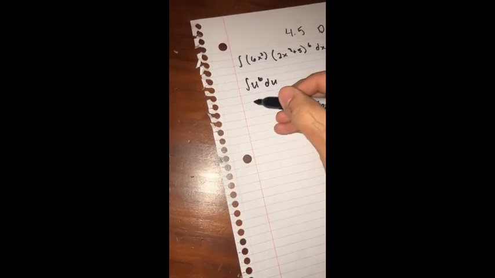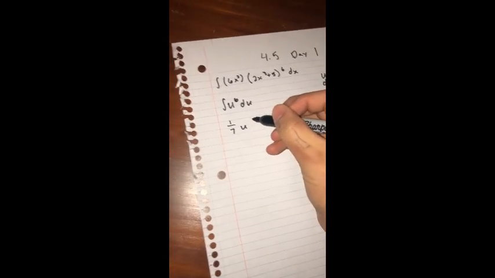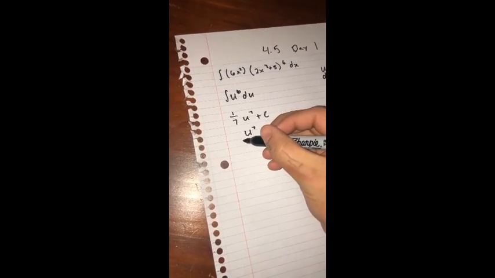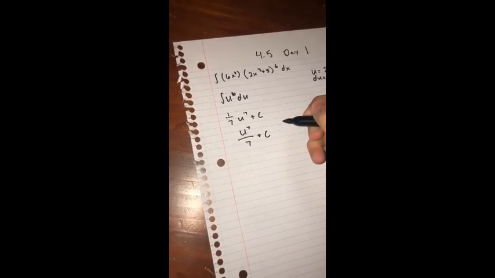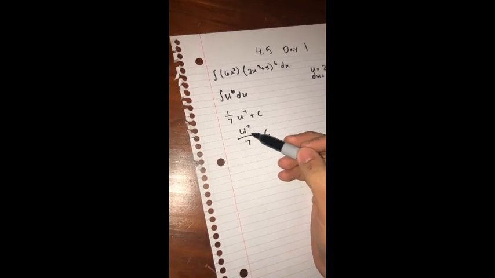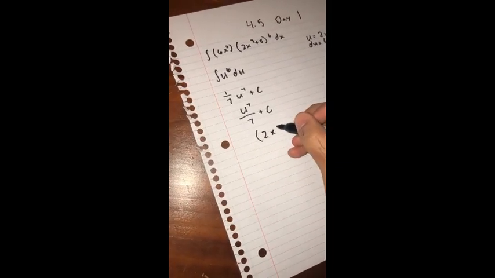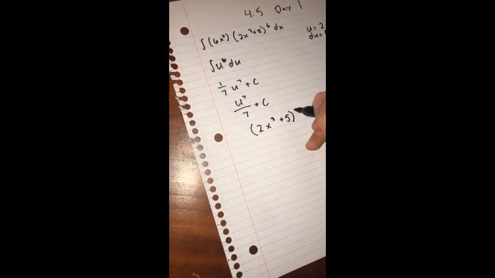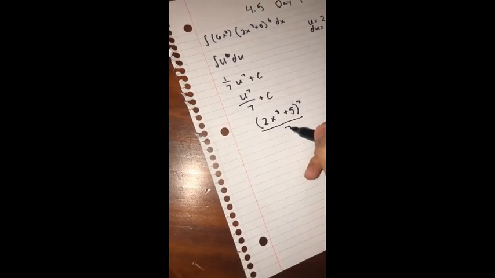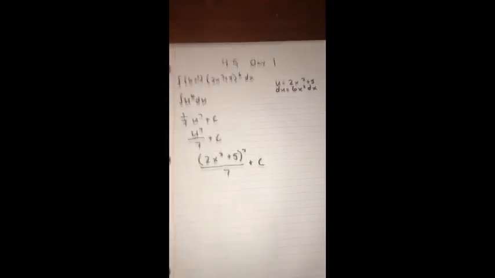And then the antiderivative would look like 1/7 u to the 7th power plus c, or u to the 7th over 7 plus c. Then when you substitute in the original u and find the answer in terms of x, you would get 2x cubed plus 5 to the 7th power over 7 plus c. And that's how you find the integral using u substitution.